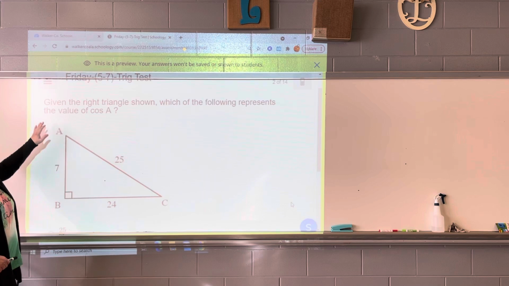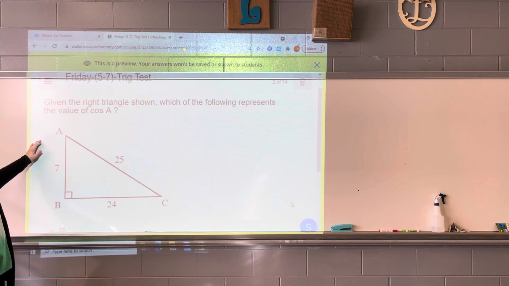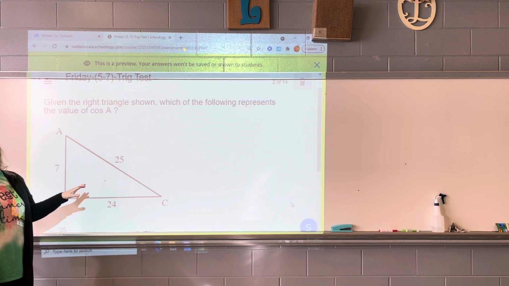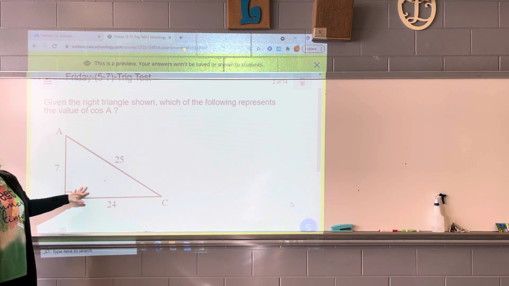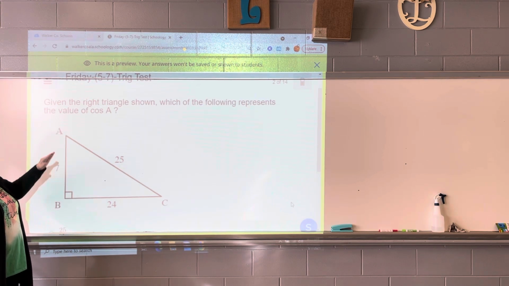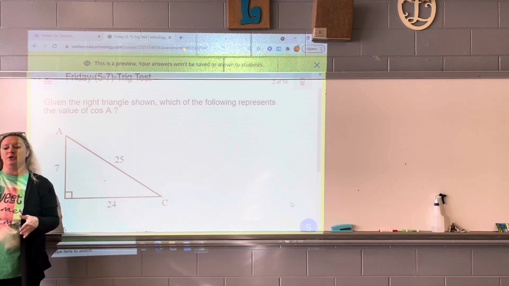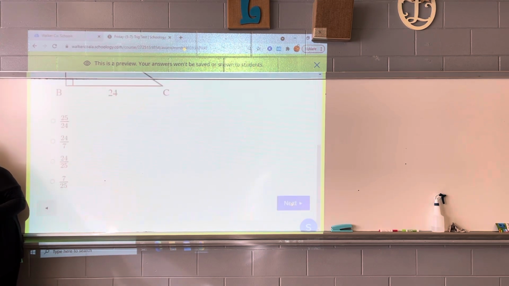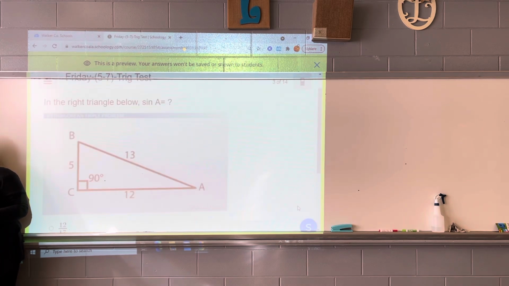so this one says, given the right triangle shown, which of the following represents the value of cosine of A? And she didn't do any reducing of fractions or anything like that, okay? So cosine of A, so you're gonna go to angle A, and of course you're gonna do cosine, whatever that is. And then it's multiple choice, okay? All right, and then this one is sine of A.